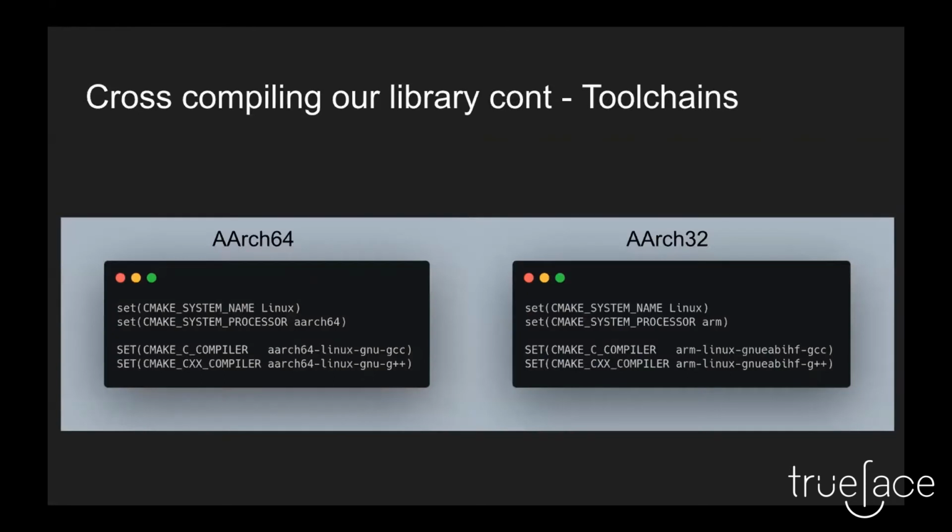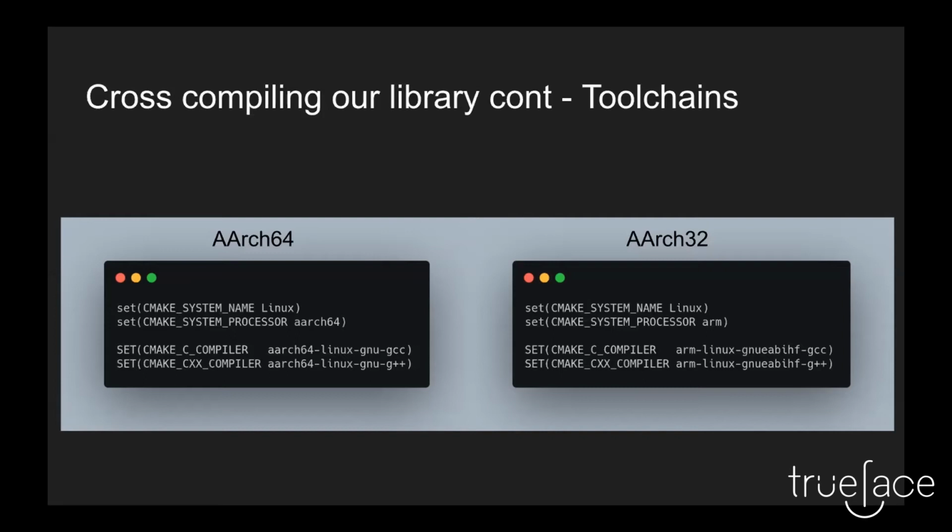So in order to cross-compile, we need to tell CMake that we are not compiling for the architecture of the machine we're currently using, but that we want to compile for a different architecture. This is done through the use of different toolchains. What a toolchain file does, pardon me, is that it's used to specify which compiler CMake should use.